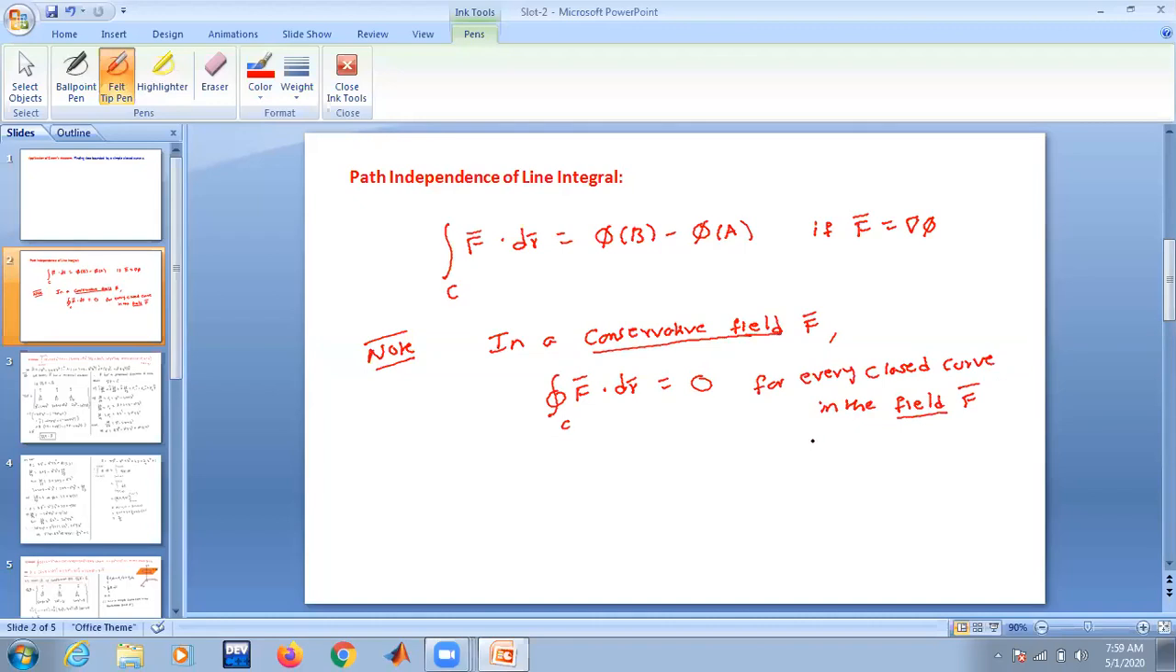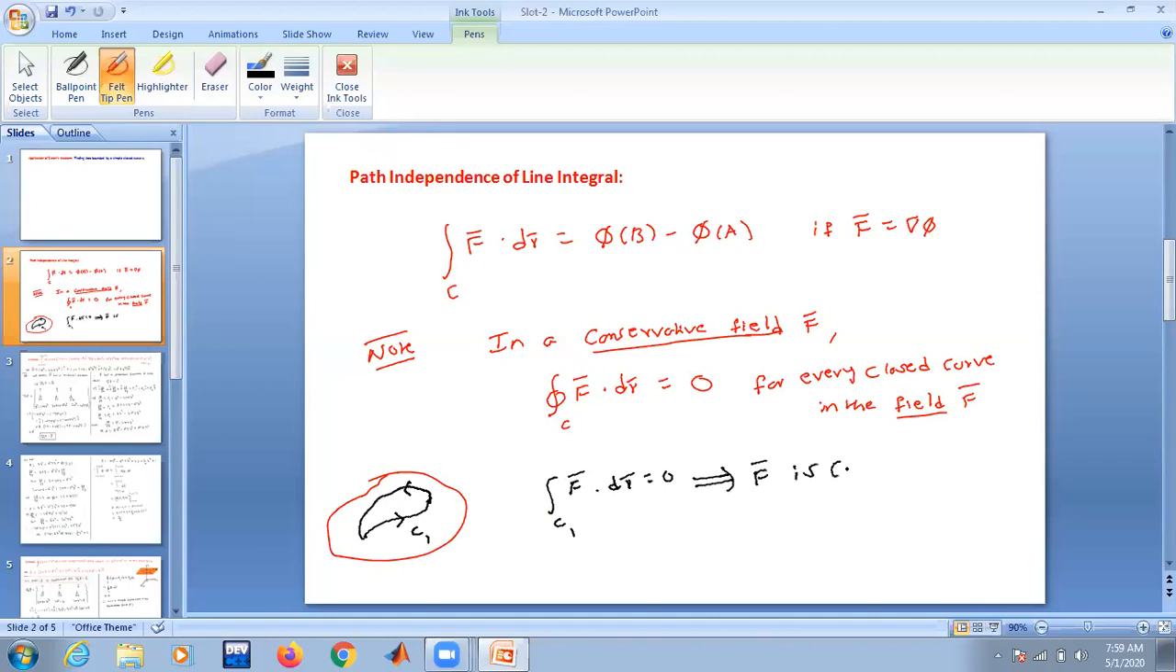Okay, remember the converse is not true. Suppose there is a field and you have a curve. On this curve you are able to find the line integral. You observe that the line integral over a particular curve, let us call it C1, of f bar dot dr bar equals 0. That does not mean that f bar is conservative. That means the converse is not true.